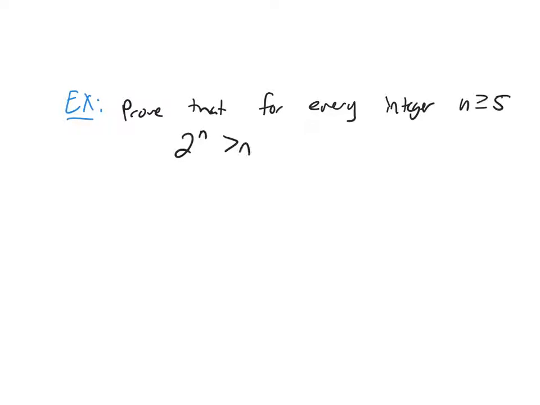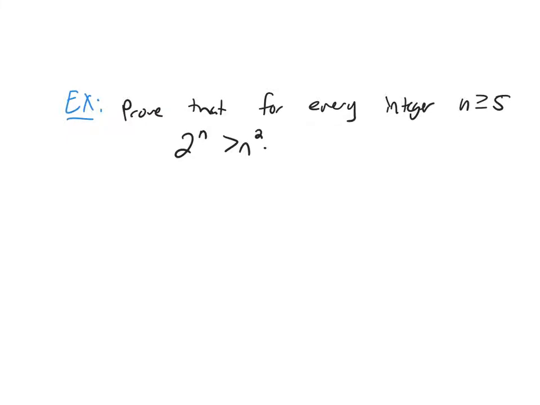So let's look at another example involving induction. We're going to look at something a little bit different. Prove that for every integer n greater than or equal to 5, 2 to the n is greater than n squared.